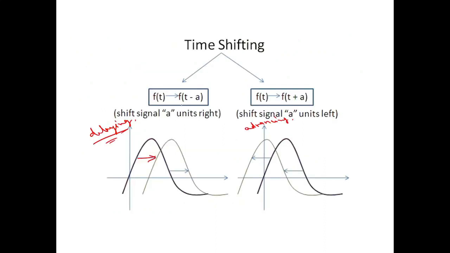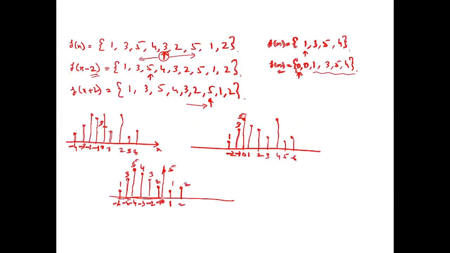This delaying is given by t minus a, and advancing is given by t plus a. Okay. Now take this example: f of n equals 1, 3, 5, 4, 3, 2, 5, 1, 2. Now we want to delay the signal by 2 units of time, f of n minus 2.